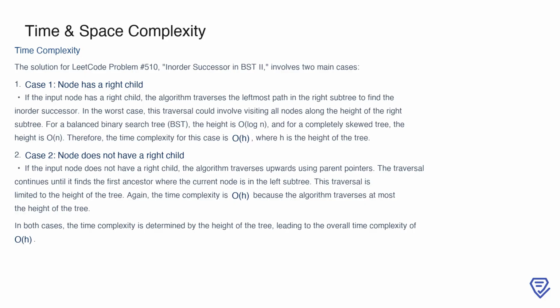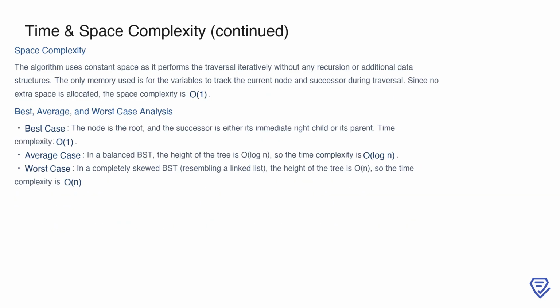Second, if the node does not have a right child, the algorithm moves upwards through the parent pointers until it identifies an ancestor where the given node lies in the left subtree. This traversal is also limited to the height of the tree, leading to a time complexity of O(h) for this case as well. Combining these, the overall time complexity of the solution is determined by the tree's height, resulting in O(h). The space complexity of this algorithm is O(1), because it operates iteratively without relying on recursion or allocating any extra data structures.